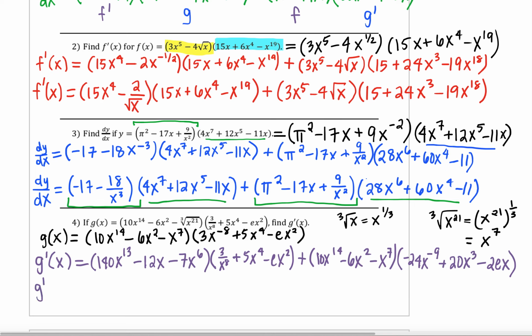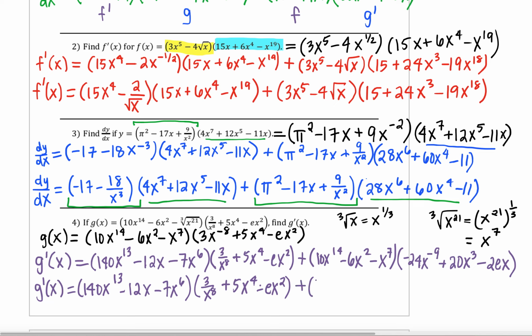And kind of a little bit of a simplified form of our final answer here would be 140 times x to the 13th minus 12x minus 7x to the 6th. That was all of our derivative of the first function times the original second function plus, now I would again rewriting my first function.